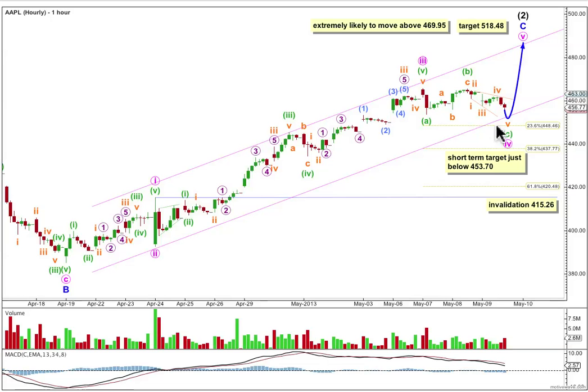At next analysis, we should have had the end of the fourth wave correction, and then I'll use ratios between 1, 3 and 5 at minute degree to calculate a target upwards for the fifth wave. The fourth wave can't move into first wave price territory. This wave count is invalidated with movement below 415.26 at minute degree.